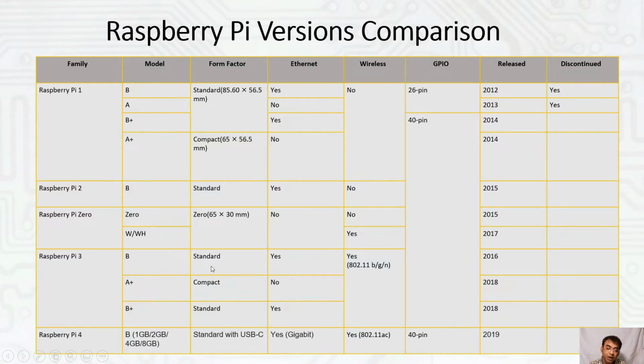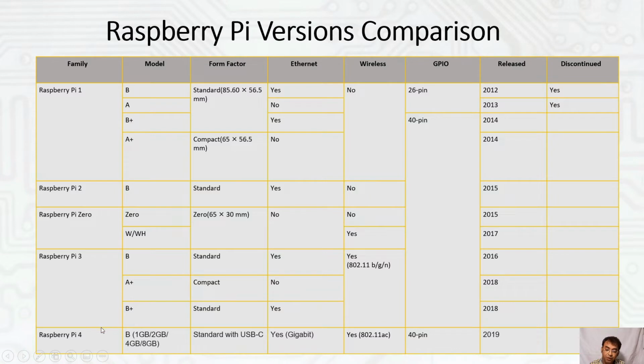Pi 3 released in 2016. Pi 3B form factor is standard. Pi 3 A plus compact and Pi 3 B plus standard. Ethernet is available in Pi 3 B. Pi 3 A plus no Ethernet facility. Pi 3 B plus Ethernet facility is there. All the versions of Pi 3 have wireless communication facility 802.11b/g/n. Pi 3B released in 2016, Pi 3A plus released in 2018, and Pi 3B plus also released in 2018.